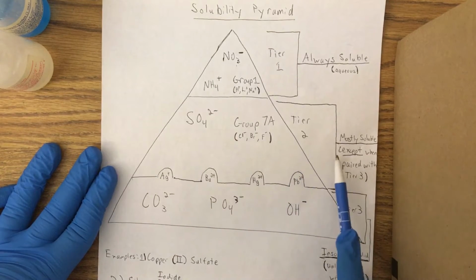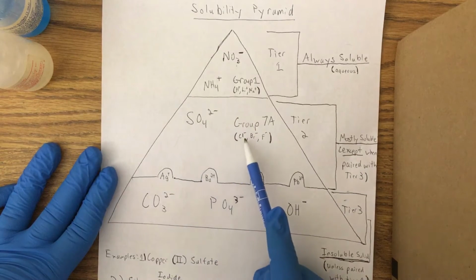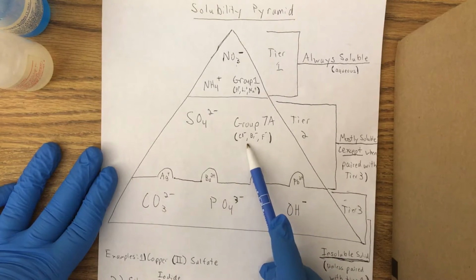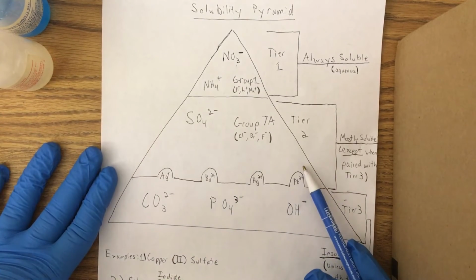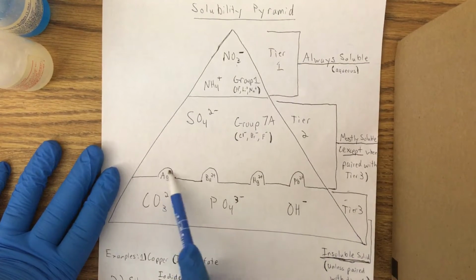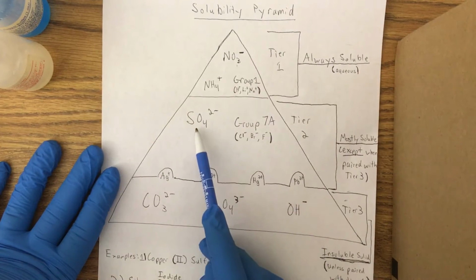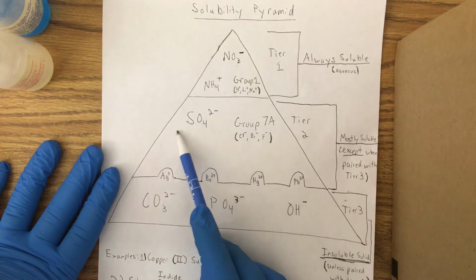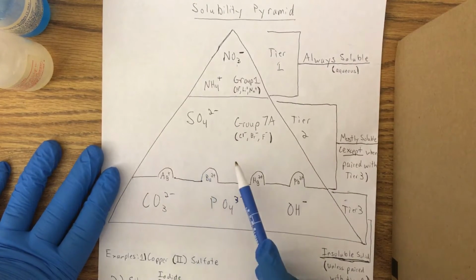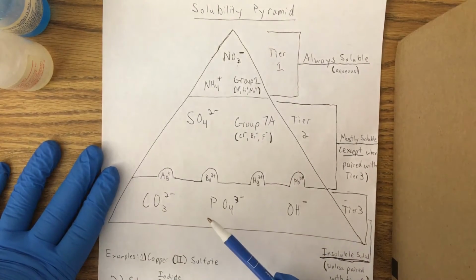Tier 2 is mostly soluble, so when you see a compound that has a sulfate group in it, or a chloride, or a bromide, or a fluoride, anything from group 7A of the periodic table, those you can mostly expect to be soluble or be able to be found in an aqueous solution unless they're paired with one of these positive ions from group 3. So if you see, for example, calcium sulfate, you would expect that to be soluble. Whereas if you saw silver paired with sulfate, you would expect that to form a solid and not be able to be dissolved in solution at room temperature.